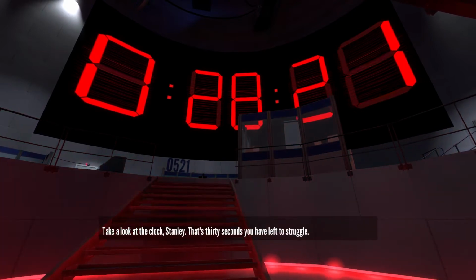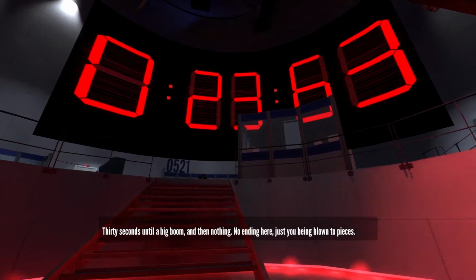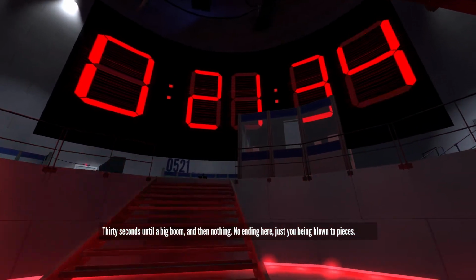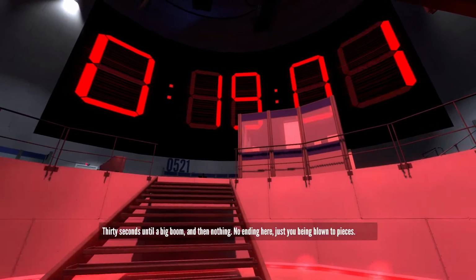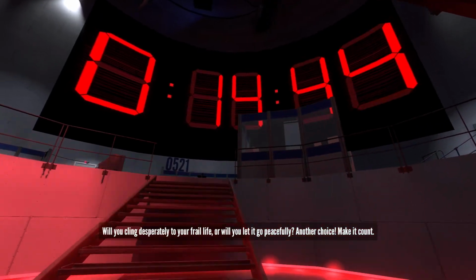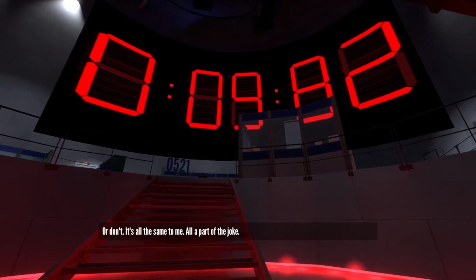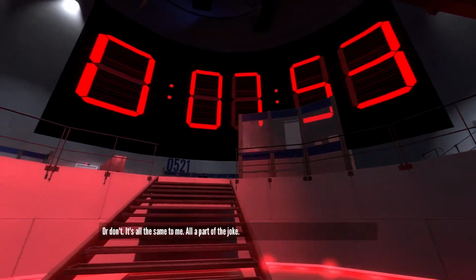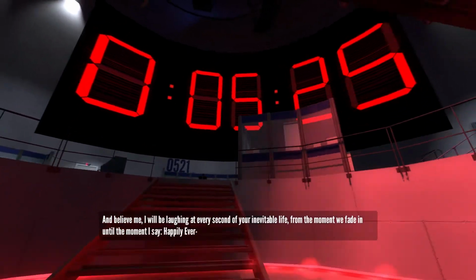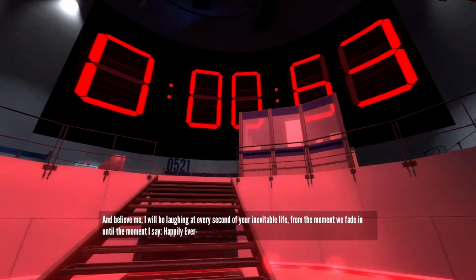Take a look at the clock, Stanley. That's 30 seconds you have left to struggle. 30 seconds until a big boom and then nothing. No ending here, just you being blown to pieces. Will you cling desperately to your frail life, or will you let it go peacefully? Another choice. Make it count. Or don't. It's all the same to me. All a part of the joke. And believe me, I will be laughing at every second of your inevitable life from the moment we fade in until the moment I say, happily ever after. Ah. And we have died.